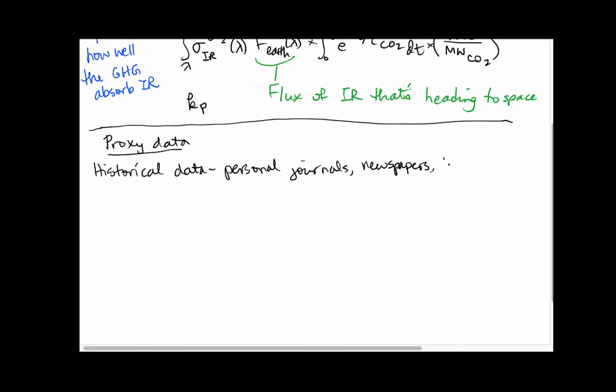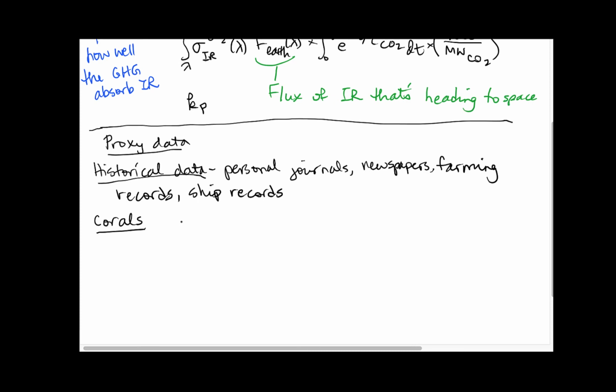You have some farming records, and you'll also get ship records. Ship logs. The captains used to keep pretty close track of what was going on in the weather. So this is one of the ways that we get at least near-term information. If we want to look further back, then we have to look at some other information. And so one of those is from corals.